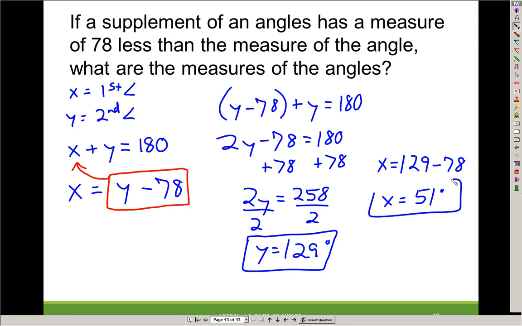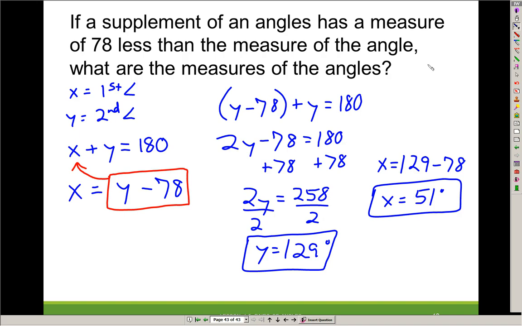So now we have the other one. They're supplementary. 129 plus 51 is 180. And one of them is 78 less than the other. 129 minus 78 is 51, so it checks out.